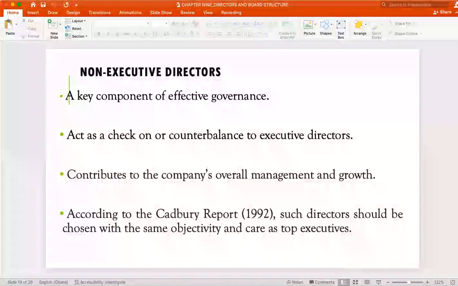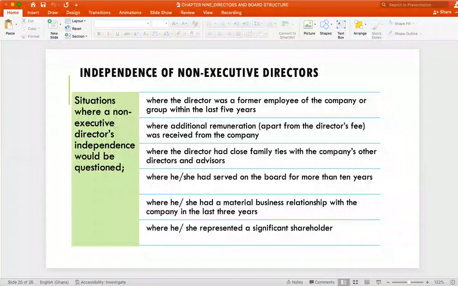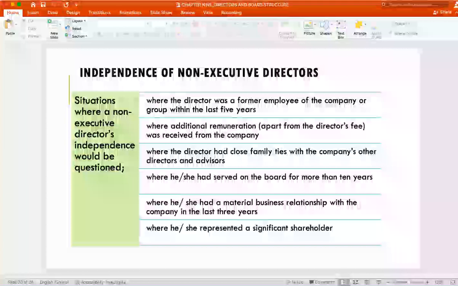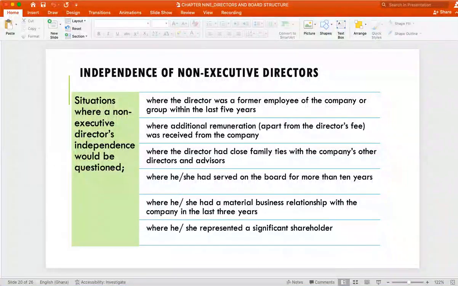Okay. So the non-executives shouldn't just be people, I think we've discussed that this morning, that will just come and be saying yes, yes, yes, who do not really know their left from right. They are normally very competent, independent-minded people that will provide very good suggestions. Okay.